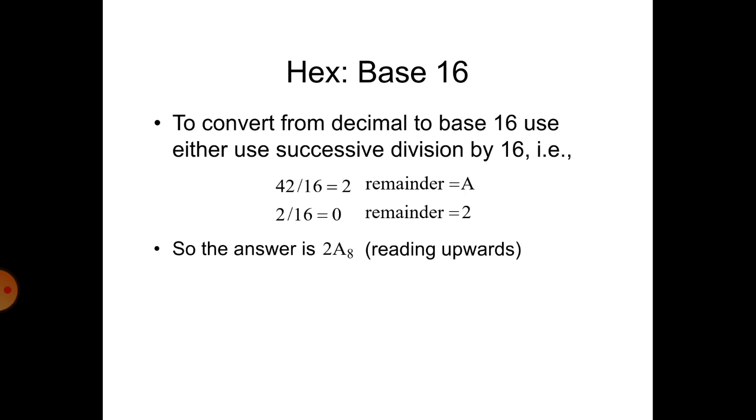To convert from decimal to base 16, use successive division by 16. So the same number 42 will be taken, 42 divided by 16: the quotient will be 2, the remainder will be 10. So 10 will be represented by A. So the answer is 2A to the base 16, not 8. So this is also reading upwards.